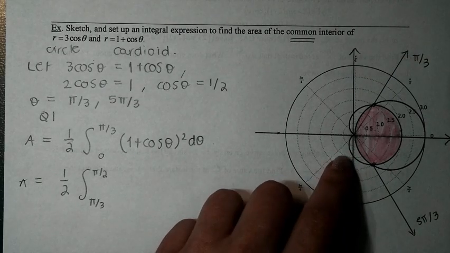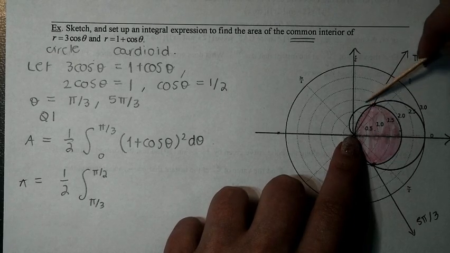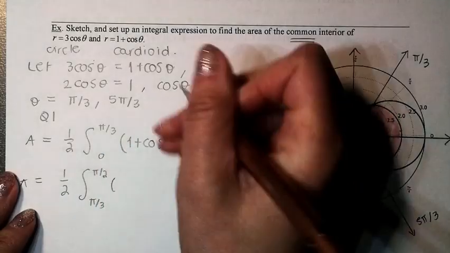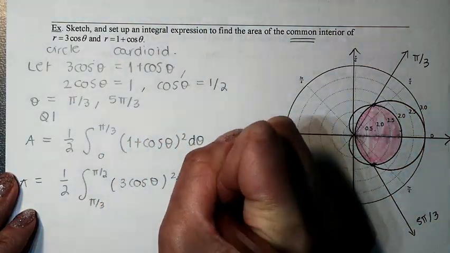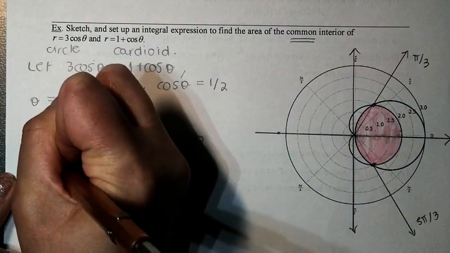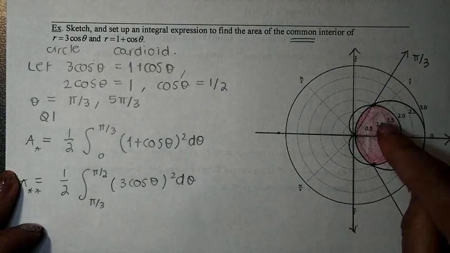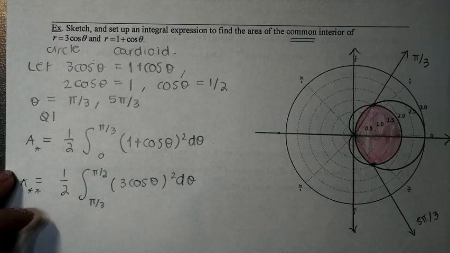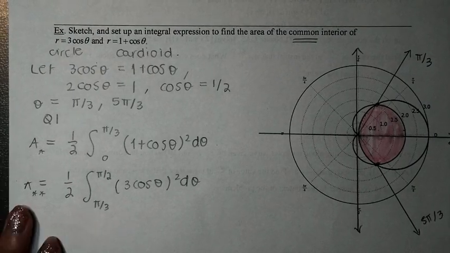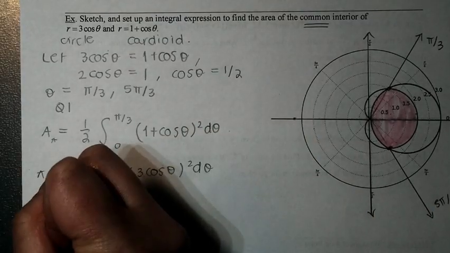And what's going to be your border? Your border is going to be this curve. If you see that curve, that's the circle. So you have that that's going to be 3 cosine theta squared d theta. I'm going to call it star and this one double star. Area of star is going to be this part, and area of double star is going to be this part. But that's only half of my figure. Do you agree with that? So what's going to be the total area?